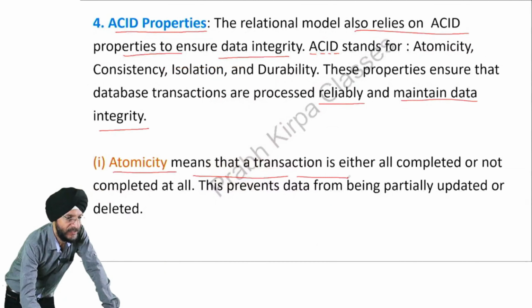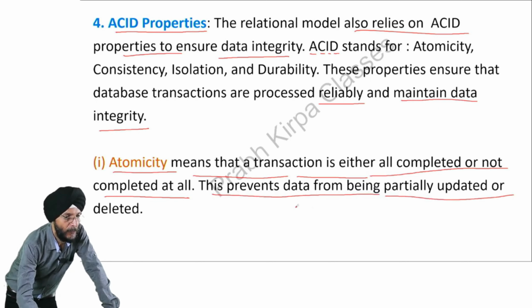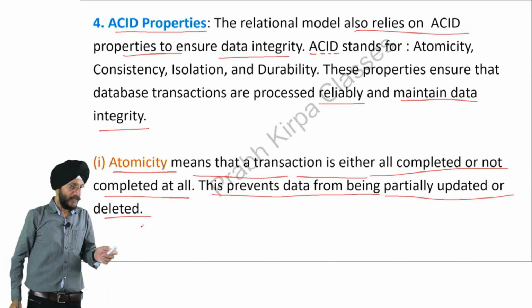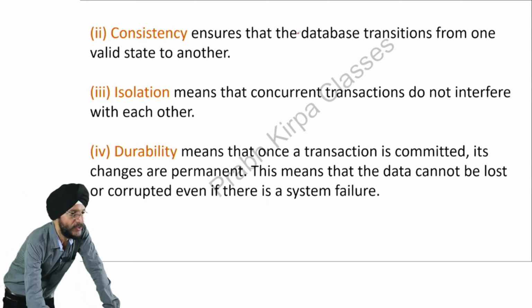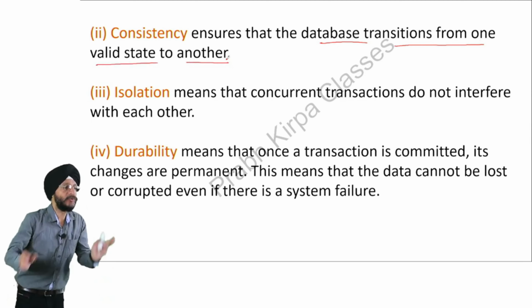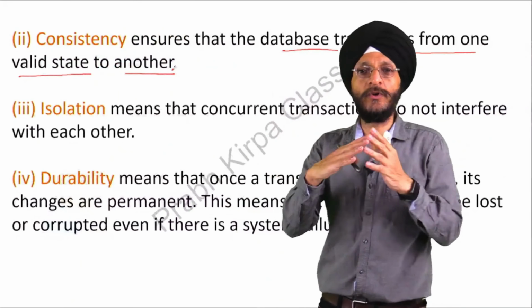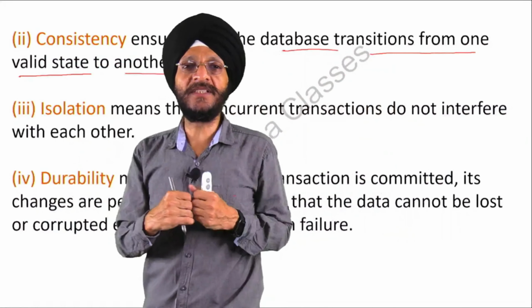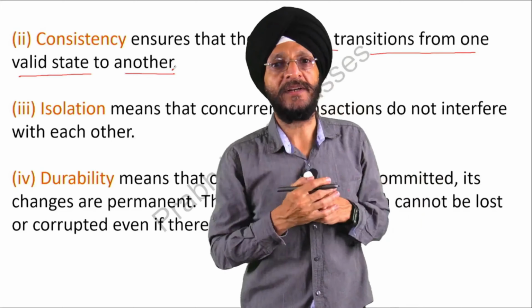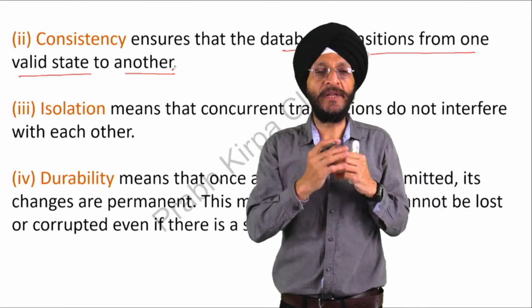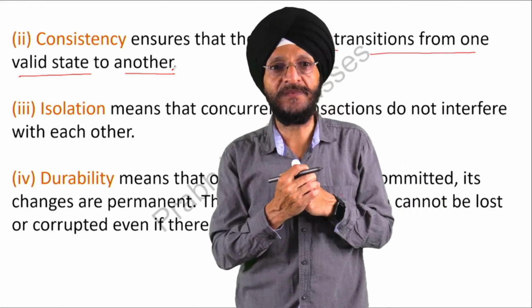Atomicity means that a transaction is either all completed or not completed at all. This prevents data from being partially updated or deleted. Next point is consistency. Consistency ensures that the database transitions from one valid state to another. Isolation means that concurrent transactions do not interfere with each other. Durability means that once a transaction is committed, its changes are permanent. This means that the data cannot be lost or corrupted even if there is a system failure.